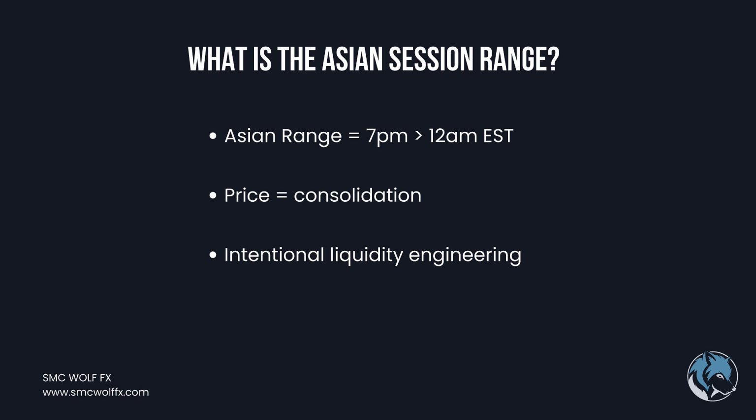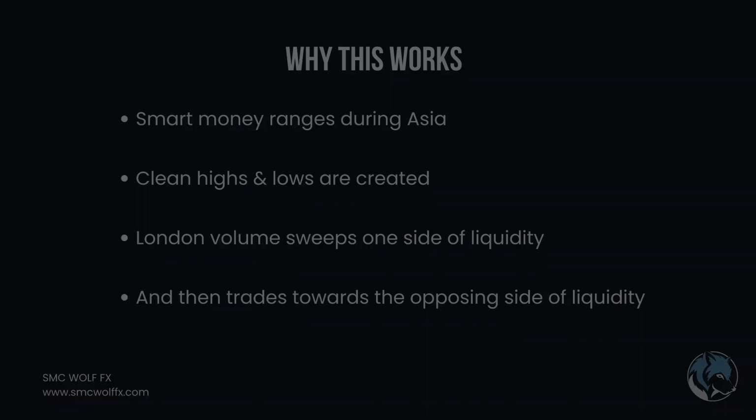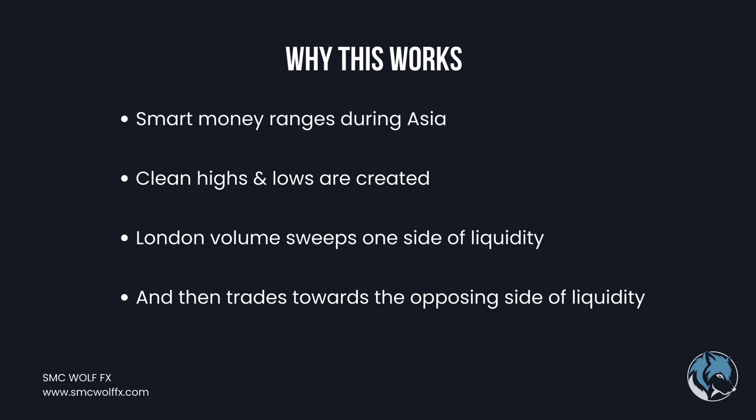Institutions use this session to accumulate orders and build up traps, setting clean highs and lows for the next session to hunt. This works because it's assumed that this is how smart money traps all of the retail traders. Basically, they let the market range in Asia, they set clean highs and clean lows. Then London, as an example, comes in with volume and sweeps the liquidity before reversing towards the true market direction. So basically, retail gets trapped, smart money takes the other side.